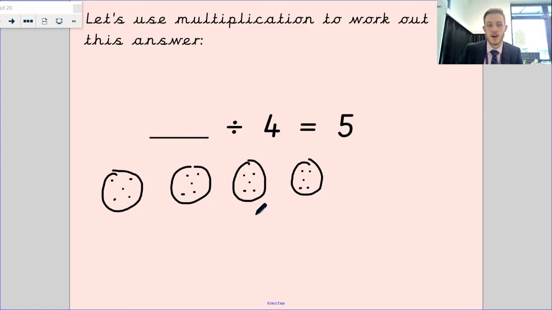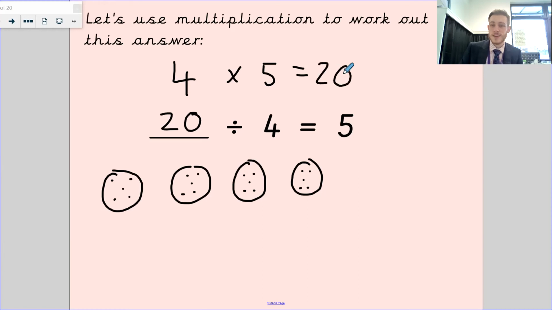Now, how many 5s have I got there? I've got 1, 2, 3, 4 lots of 5. Perfect. So that's just like me saying 4 lots of 5 equals. Well, this answer and this answer are going to be the same answer, because that's how division and multiplication work. So let's have a look. We've got 5, 10, 15, 20. I counted in my 5s and I found out that all the dots added together is 20. So 20 divided into 4 groups is 5 in each group, or 4 lots of 5 is 20.